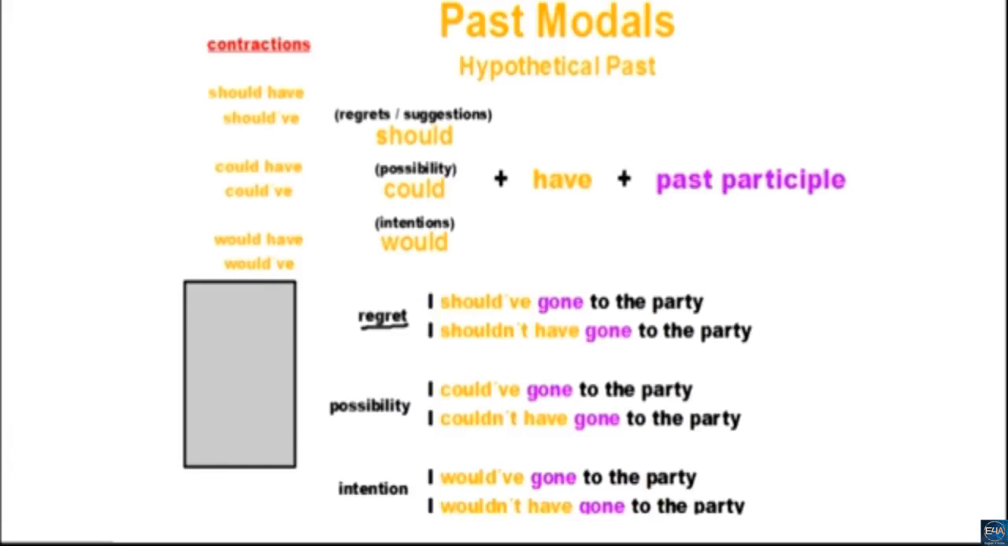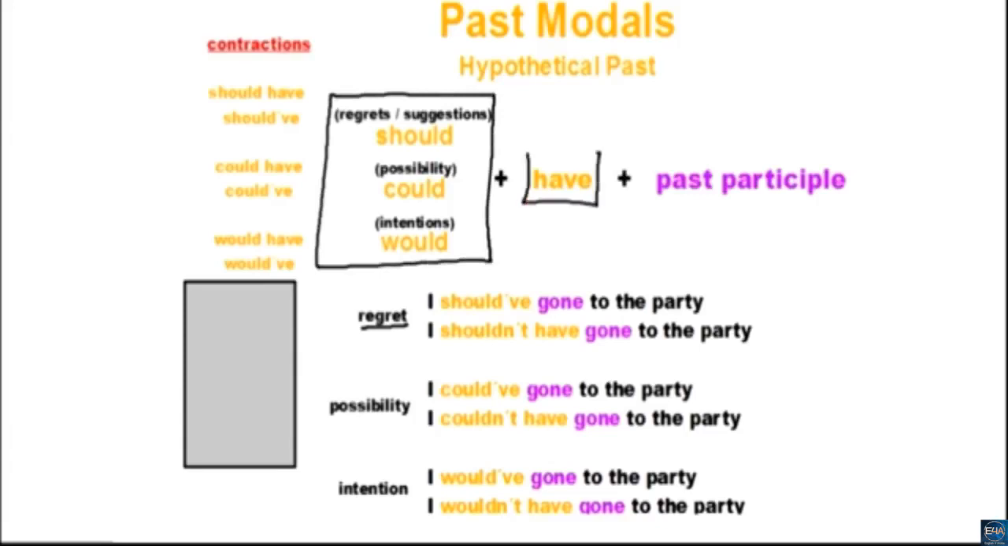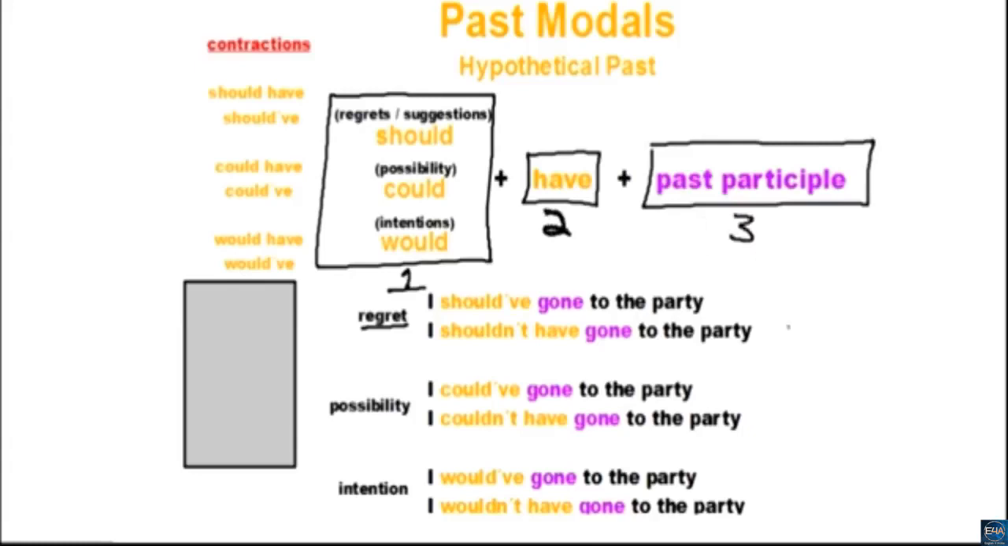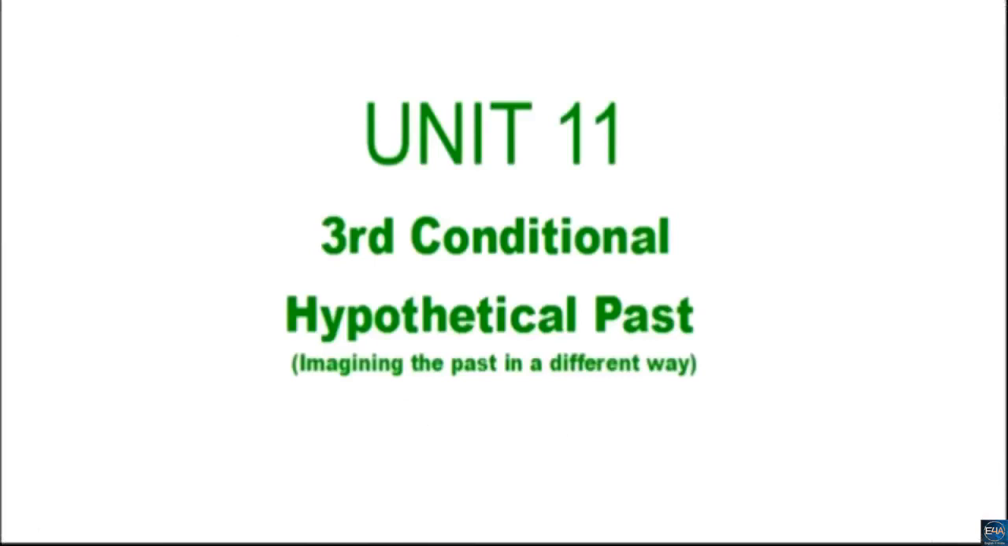But the main idea that you need to understand about the past modal is that you always are using some type of a modal verb. You always are going to use the auxiliary verb have, and you're always going to use some type of a past participle, right? So we always have three parts to this: modal, the auxiliary verb, and the past participle. Okay, so now you've finished the first half of the grammar explanation.